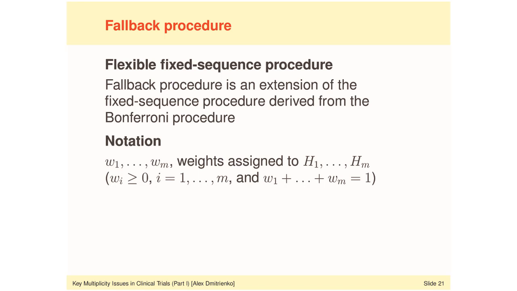To define the fallback procedure, we will need to assign non-negative weights to the individual hypotheses in the multiplicity problem that we're considering, and the weights reflect the relative importance of the individual hypothesis. They are denoted by W1 through Wm. Each weight is non-negative, and the weights add up to 1. And of course, if the hypotheses are considered to be equally important, then the weights would be equal, and each weight would be equal to 1 over m.